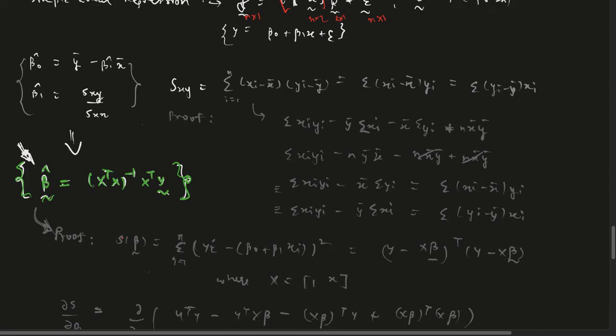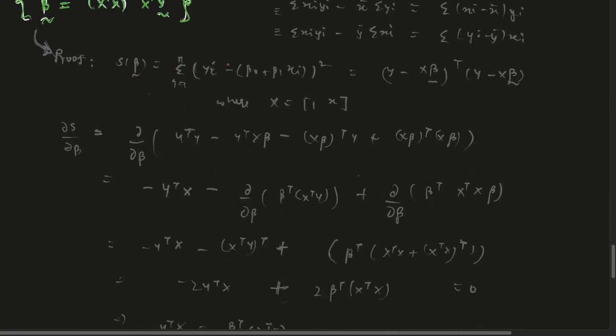which we define as S(β). This is the error, which is defined as the sum of squares of individual errors, which can be written in vector notation as follows, where I'm taking X to be the matrix given by concatenating the vectors 1 and x. Both of these are n cross 1 dimensional vectors.